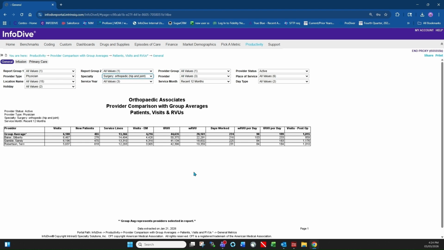So as you can see, Dr. Baker does have a very low volume number for new patients, but his work RVUs are high compared to the other 2. So it could be that he's doing a lot more complex procedures where his work RVUs are higher for that specific purpose. You could dive into other reports to really get down into the nitty-gritty details, but this does give you that basic overview when you're talking about comparing internal providers.